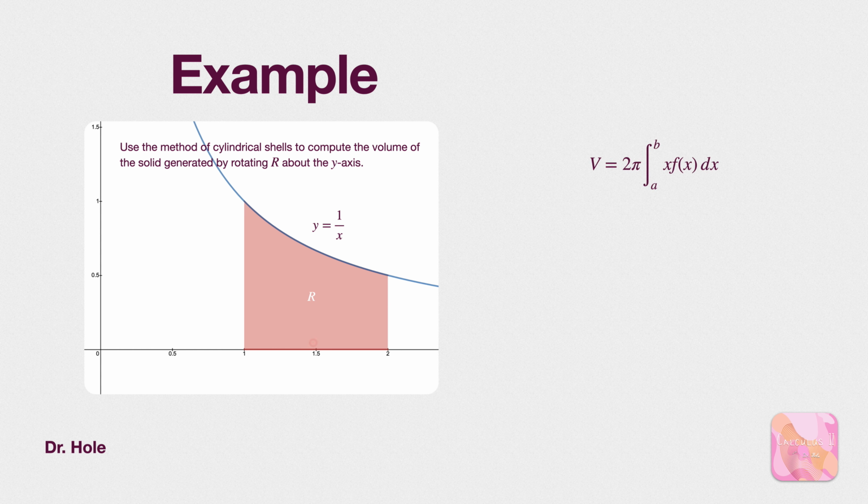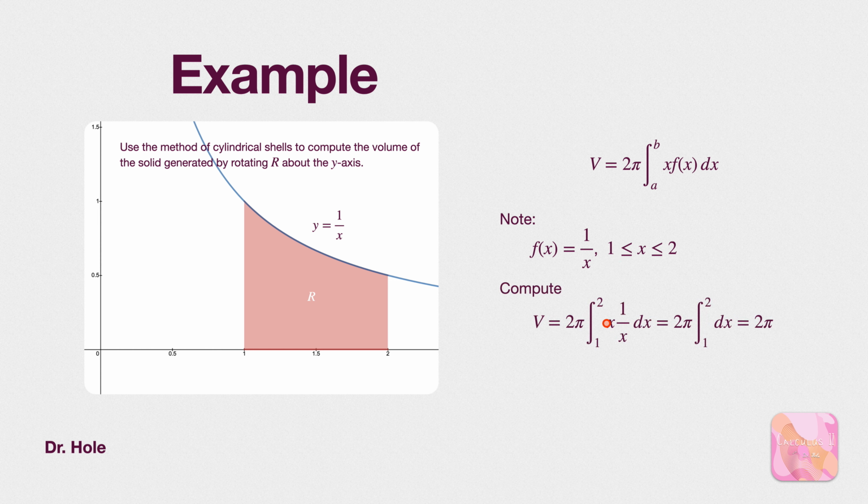What is the volume integral in the method of cylindrical shells? There's a constant out in front, 2 pi. So think 2 pi radius and then height. We have bounds of integration, a to b. In this case, we're going to use 1 and 2. X is just x, and then f of x we swap out with 1 over x. Make a note of that. f of x is 1 over x. Bounds are 1 and 2.